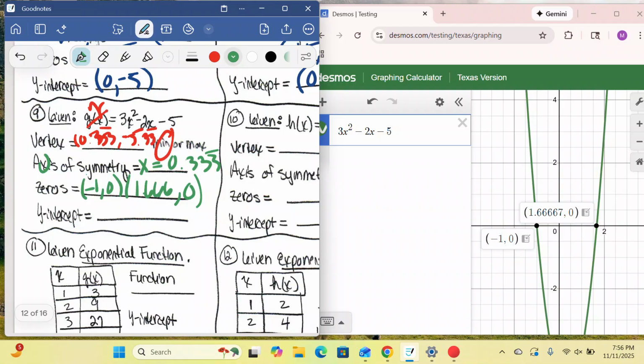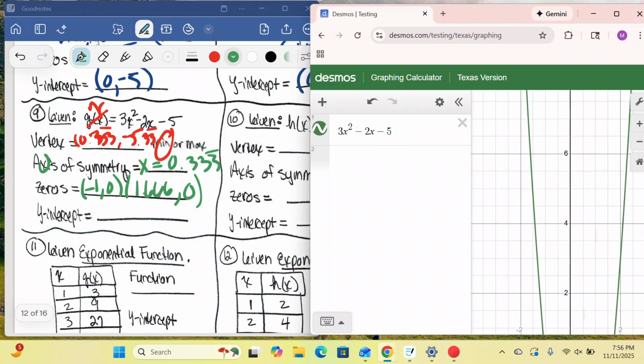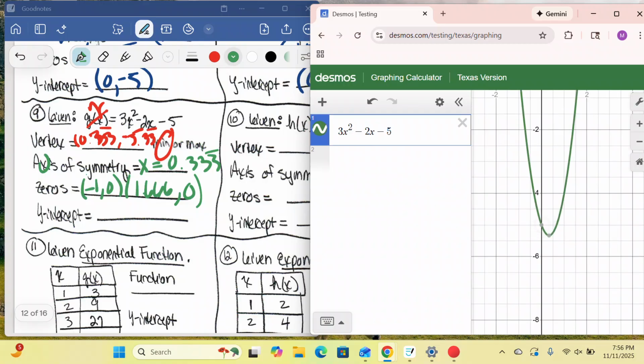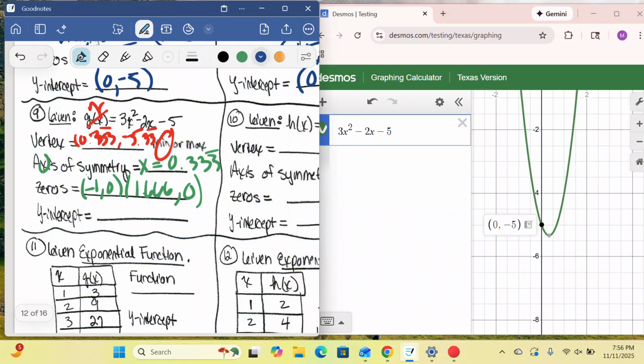Then after that, I want to find my y-intercept. Where does it cross the y-axis? Up there, it doesn't cross anywhere. It just keeps on expanding. If I go back down and look at my y-axis, once again it is 0, negative 5. So that is my y-intercept. Those are my zeros, and that's my x-intercept.